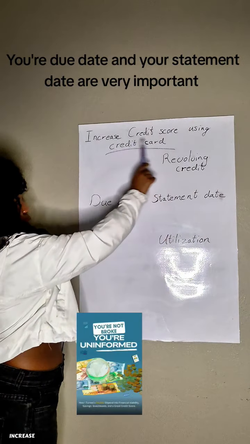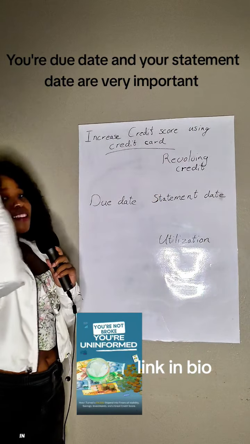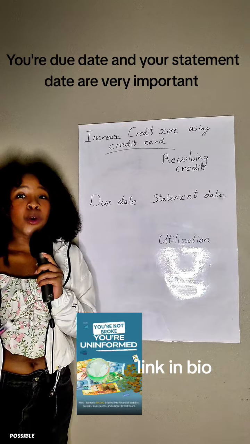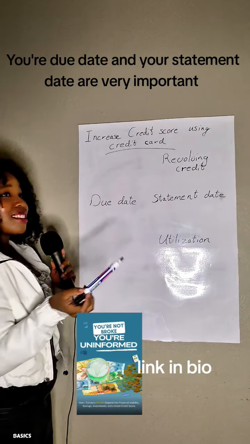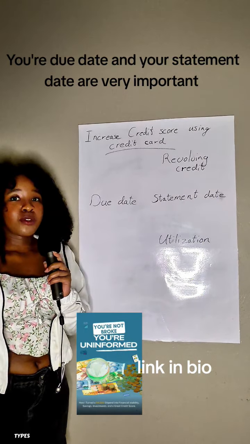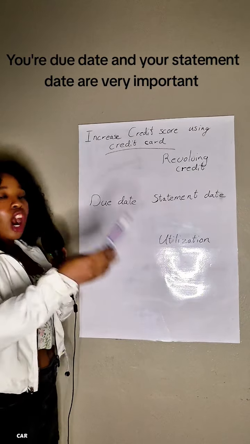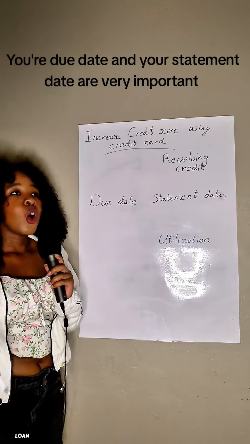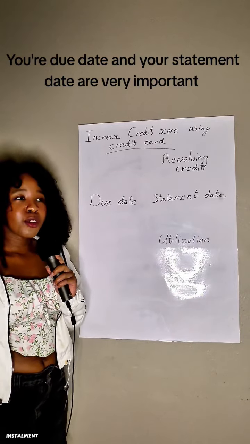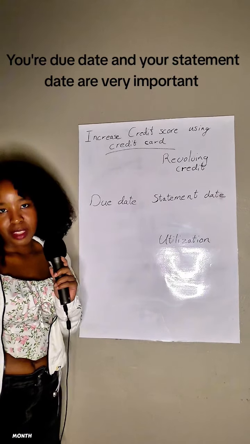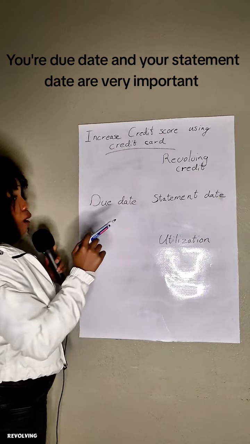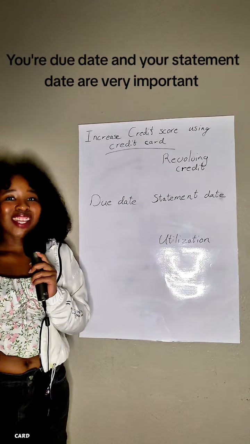This is how to increase your credit score using a credit card in the most simplest way possible, right? So let's start with the basics. There are many types of credit. For example, installment credit, that's basically like your car finance or your car loan or your personal loan. That's installment credit because you pay the same amount every single month, right? And then there's revolving credit, which is what our credit card is.